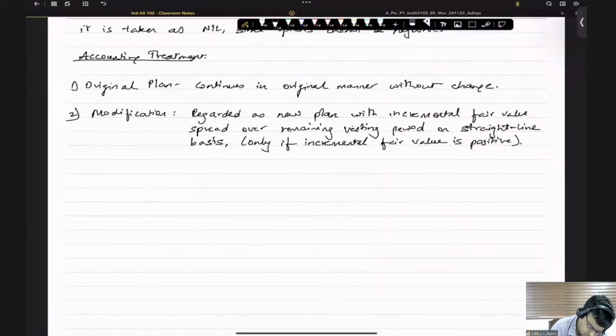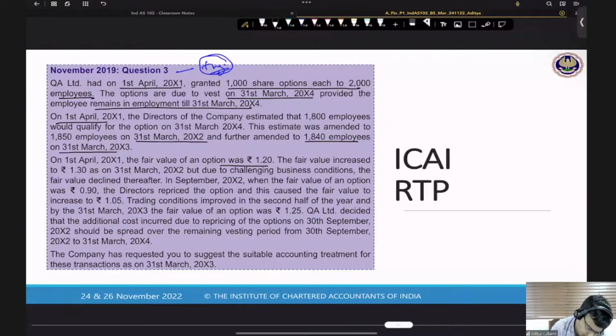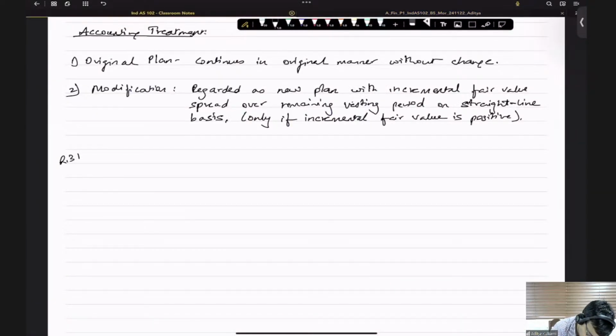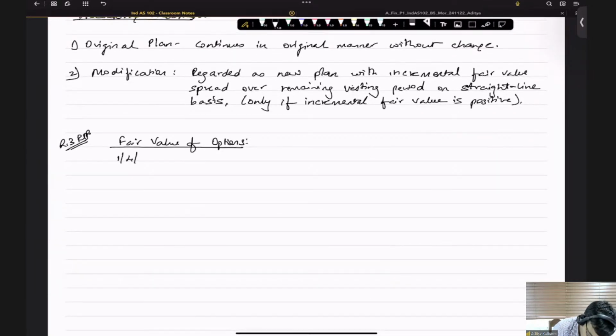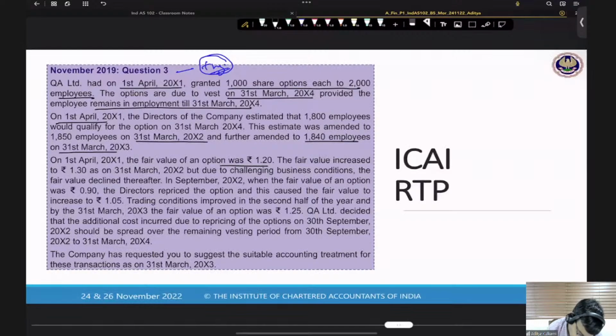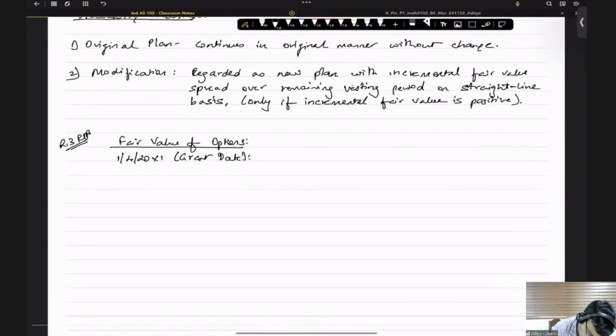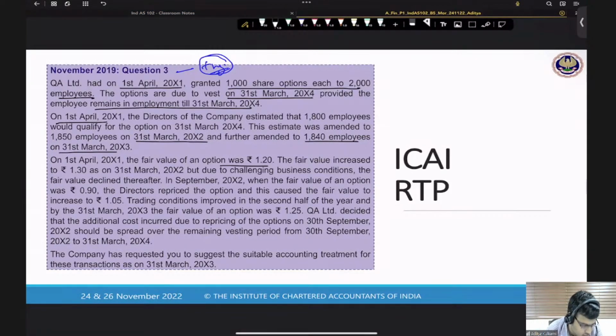So let us do this. This is question 3. Fair value of options. You are given a series of fair values in this question, so which one to take becomes important. 1st April 20X1 is your grant date. On this date, the fair value was 1.2. The fair value increased to 1.3 on 31st March 20X2.